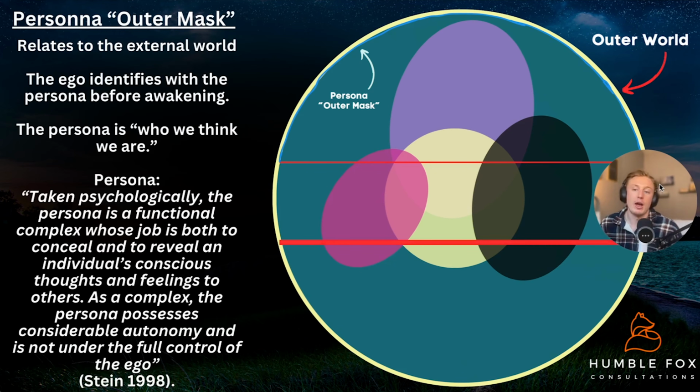So this is from Stein's book. Taken psychologically, the persona is a functional complex whose job is both to conceal and to reveal an individual's conscious thoughts and feelings to others. As a complex, the persona possesses considerable autonomy and is not under the full control of the ego. So once again, the persona has a mind of its own. It has its own wishes and agenda. And we'll talk about how the persona is formed in just a moment.